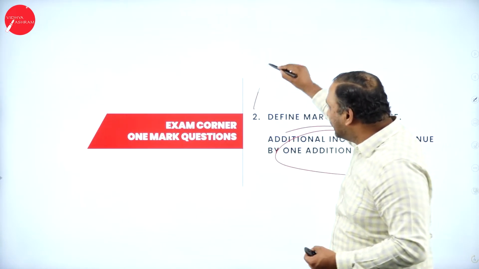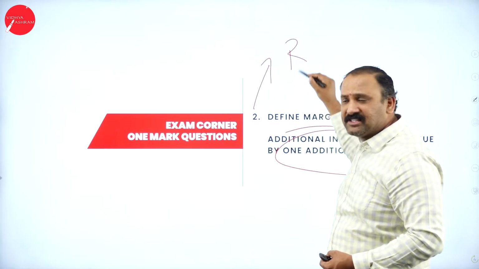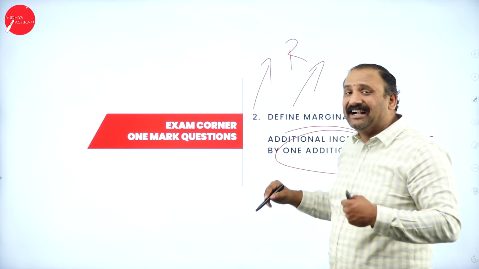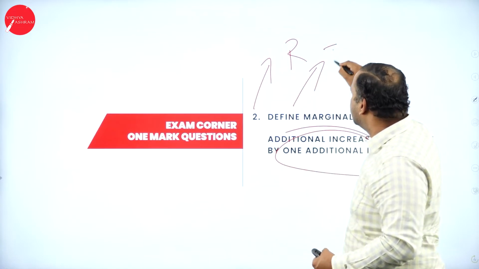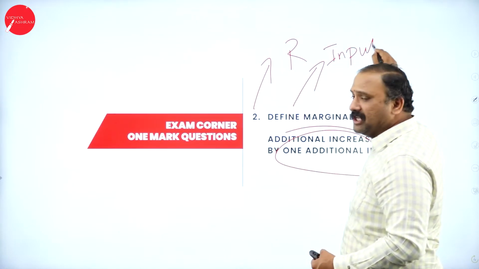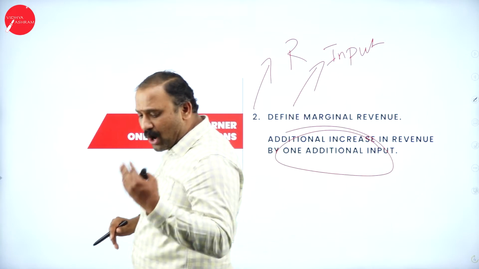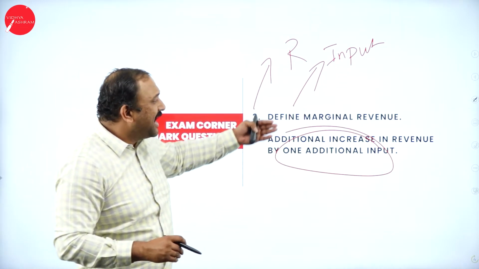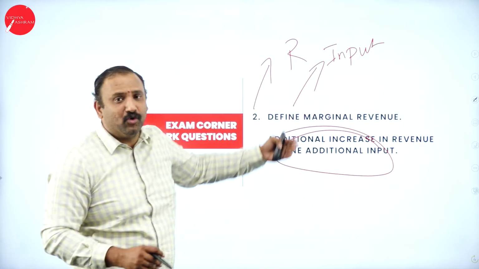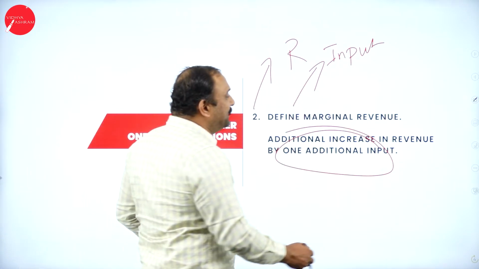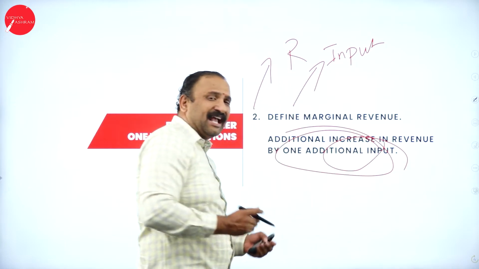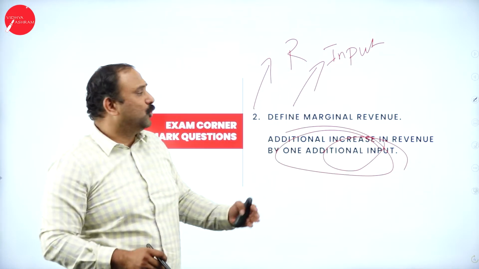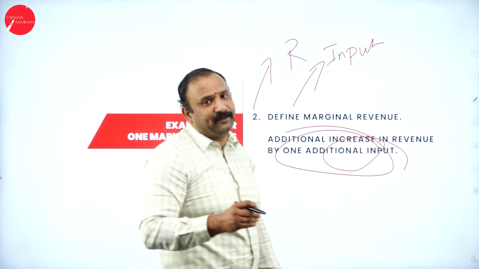There is some increase in the revenue factor. How does this increase? Because you are giving an additional input altogether. So once you give an additional input, there would be a rise in the outcome altogether, in the value altogether. So that's why we talk about additional increase in revenue by an additional input factor.